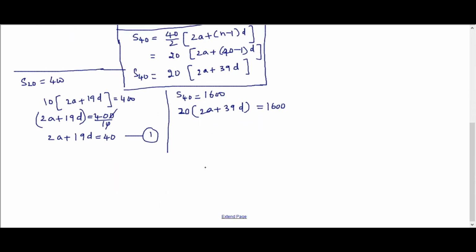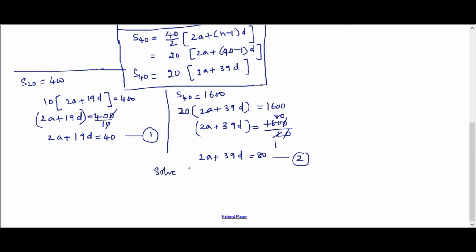Yeah, then I can write this as 2a plus 39d is equal to 1600 by 20. The 0s cancel, 2 1s are 2, 2 80s are... correct? So it will become 2a plus 39d is equal to 80, isn't it? Yeah. So this is my second equation. Now we need to solve both the equations.